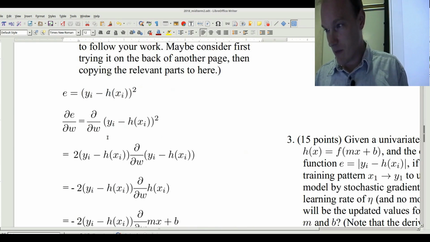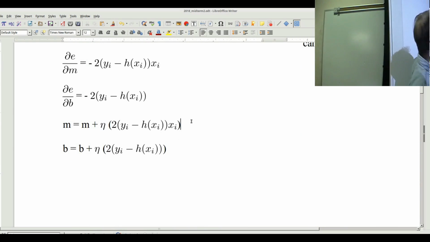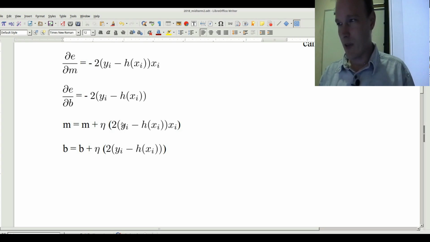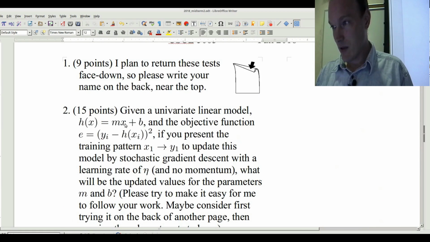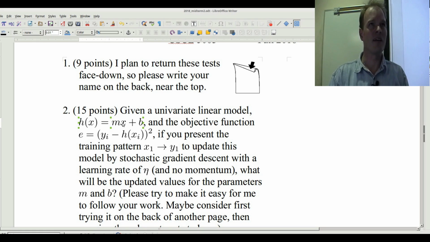Well, let's say that's the case. Now, m, which was 1, is equal to 1 plus eta, some tiny amount, times y minus h of x. That's going to be 1.1 minus 1, so 0.1, times x sub i, 1, so 0.1. In other words, m is going to get a little bit bigger. I claim that if m gets a little bit bigger, that's going to make the identity function a little bit bigger, which is closer to what we said for y sub i, which was 1.1. So I claim I just passed the empirical test.